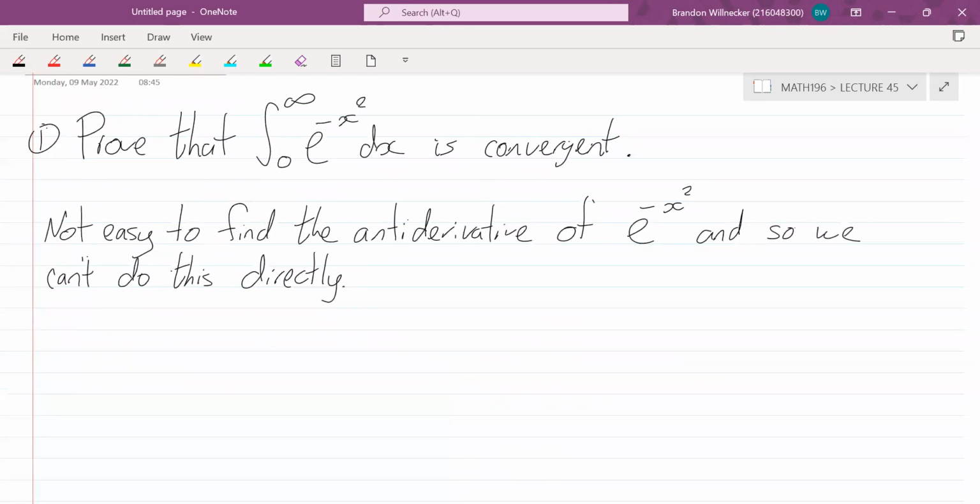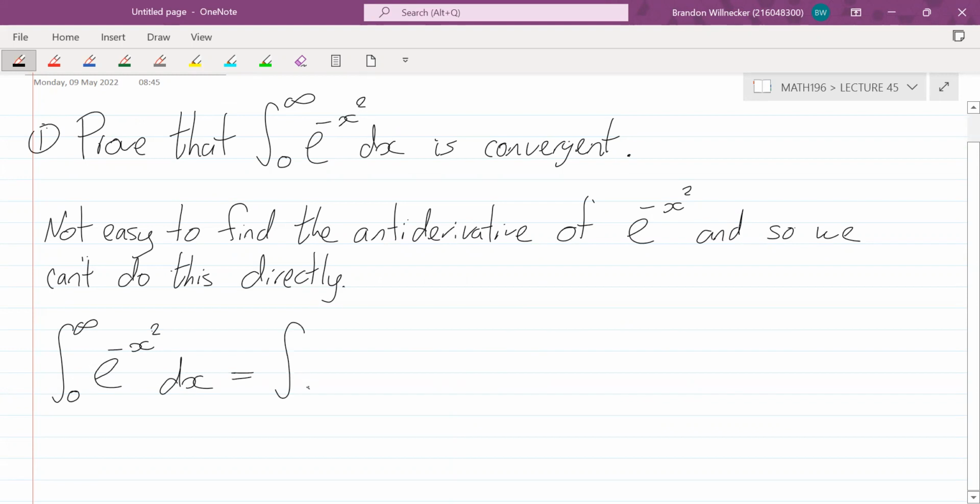Okay, so what we do is we split this integral up into 2 parts. So we have the integral from 0 to infinity of e to the minus x squared dx is equal to the integral from 0 to 1 of e to the minus x squared dx plus the integral from 1 to infinity of e to the minus x squared dx. Okay, so we split it up.